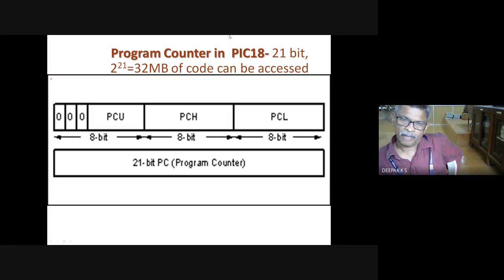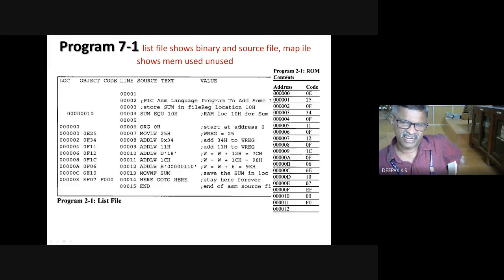Now a program counter is a specific register which is of length 21 bits. So 2 raised to 21 is 32 MB. So 32 megabytes of code can be accessed using 21 bits. So actually this ROM can have 32 megabytes of size maximum, because there are 21 bits available in the program counter, or the size of the program counter is 21.